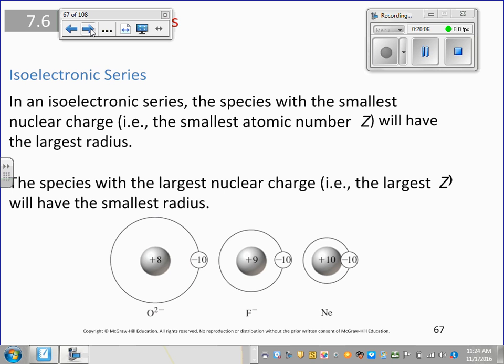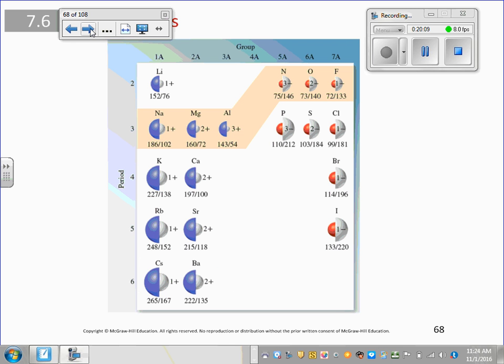So here's an example. Let's look at sodium here. It goes from 186 for the atom to 102 for the ion, slightly over half. Magnesium goes from 160 to 72, so it shrinks by more than half. And look at aluminum, 153 to 54, almost 2/3, because you're getting more protons per electron. On the other side, you have phosphorus 3-, sulfur 2-, and chlorine 1-. So the effect is kind of reversed. As you go to the anions, they get bigger.